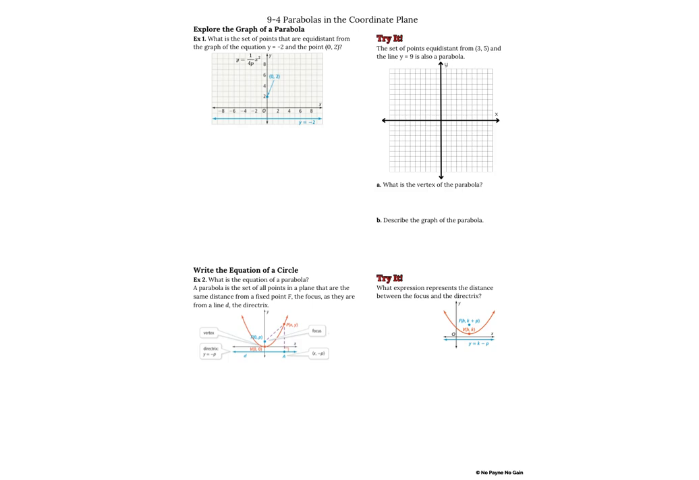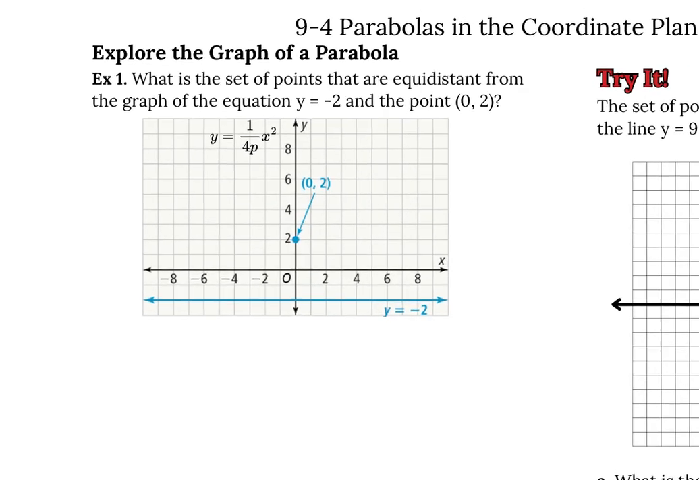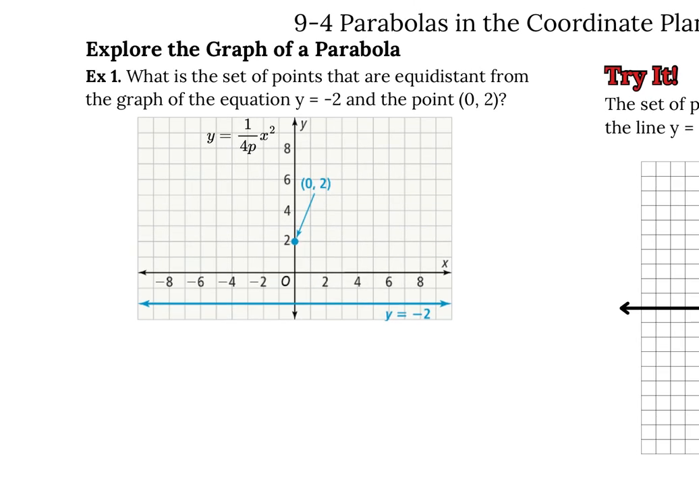9-4 Parabolas in the coordinate plane. All right, so example 1: what is the set of points that are equidistant from the graph of the equation y equals -2 and the point (0, 2)?